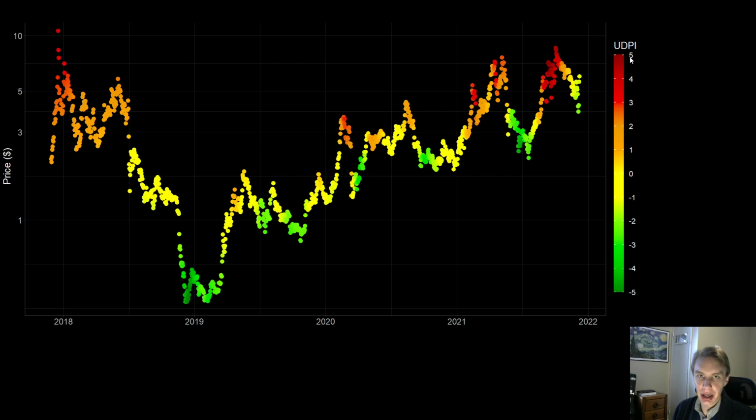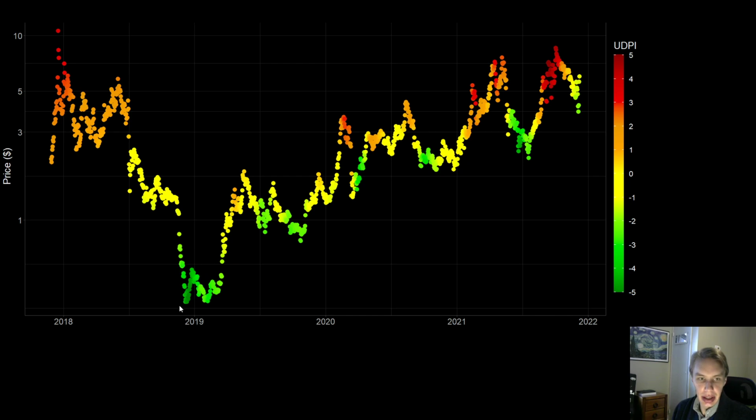A score of 5 means high risk. That's when the upside potential is quite low and the downside potential is quite high. And a score of -5 is when the downside potential is quite low and the upside potential is quite high. And so what you can see is that I've color-coded each of these dots to the output here.